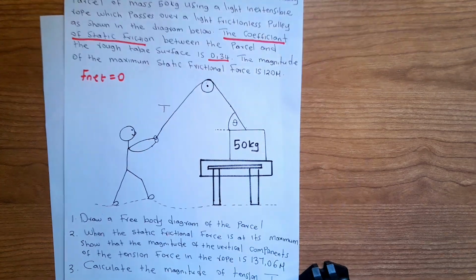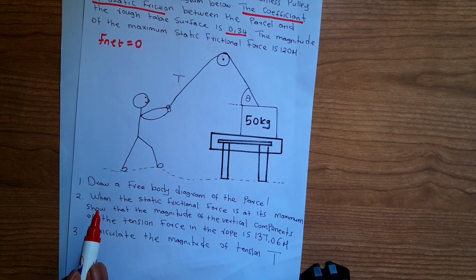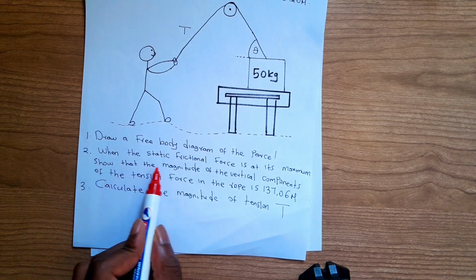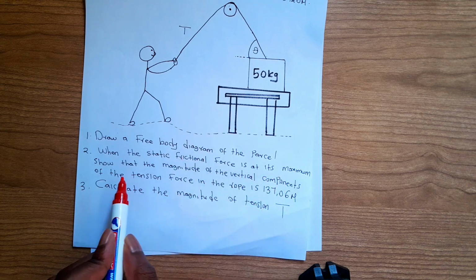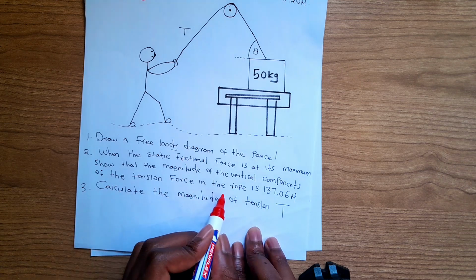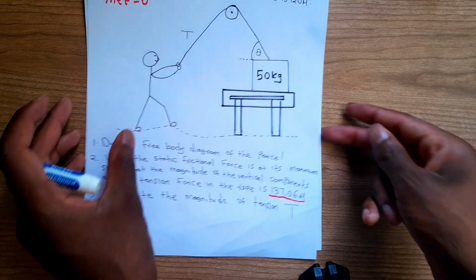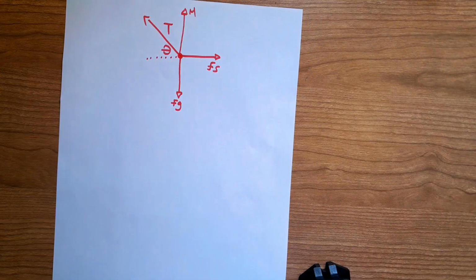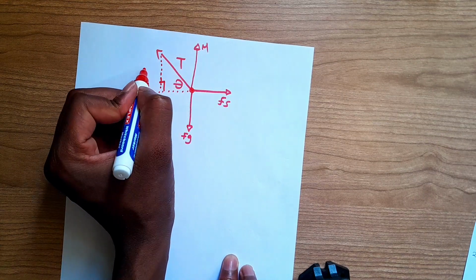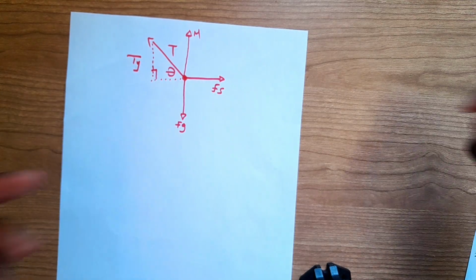And now the following question, what does it require us to do? It says, when the static frictional force is at its maximum, show that the magnitude of the vertical component of the tension force in the rope is 137.06 newtons. So the question is saying that we need to find Ty.